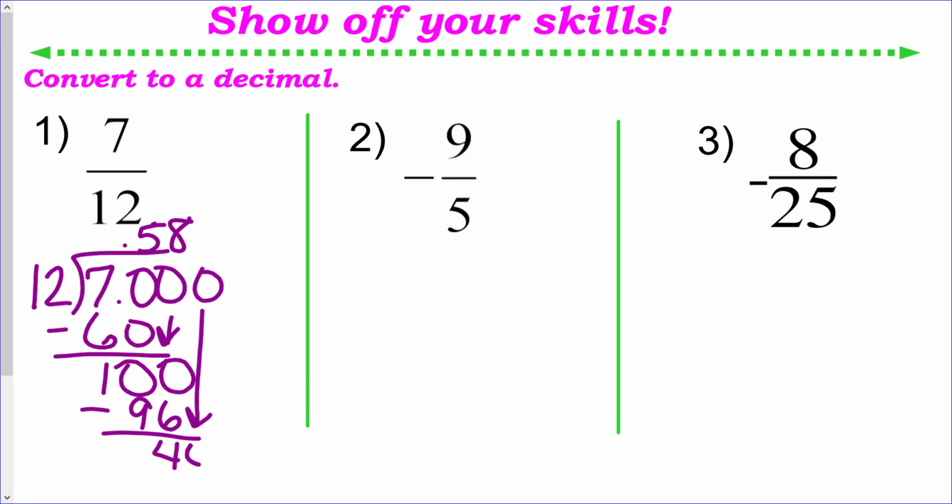Don't give up yet. All right. 12 into 40 goes 3 times, which is 36. Oh no, it's 4 again. So here's another situation where we're going to have a repeating decimal, but it's only going to go over the 3. So we put our bar notation only over the 3.